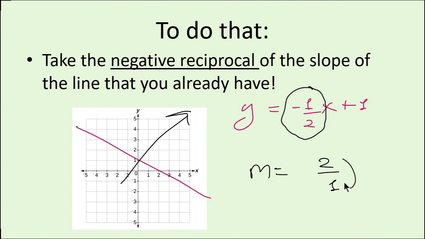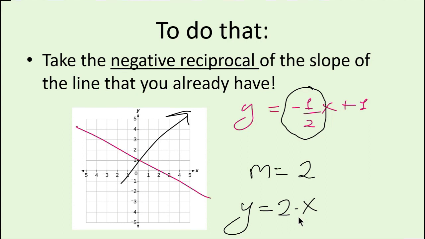We flipped it, and we changed the sign, so negative reciprocal. We flip and change the sign. It was negative, now it's positive. So it's basically going to be 2. So y is equal to 2 multiplied by x plus that y-intercept. What is the y-intercept here? It's 1. So y is equal to 2x plus 1 is our equation of the black line.